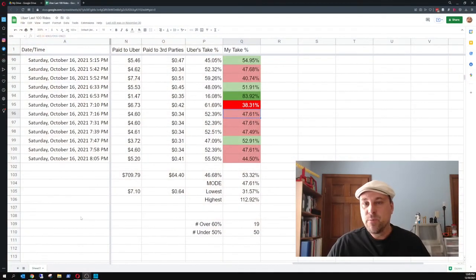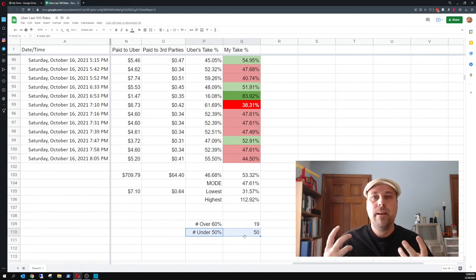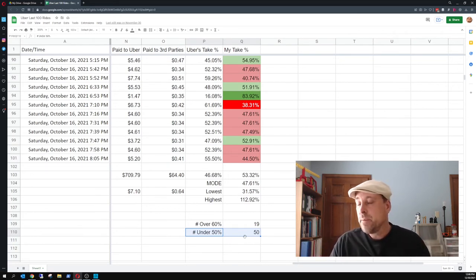Let's look back over here at one other thing. There were 19 trips where I got paid over 60% of the fare, but half of them I got paid under 50%. So keep that in mind if you're a passenger, keep that in mind if you're a driver. I would be interested in knowing if any other drivers have done this kind of analysis to really see how much you are getting paid on each trip and how much the customer is paying. All that information is right there.